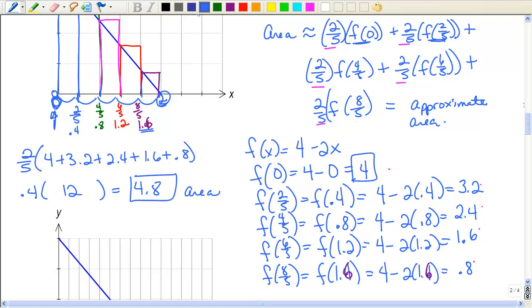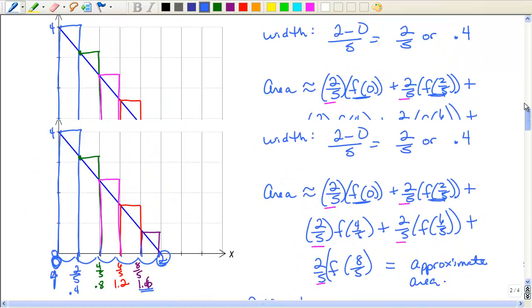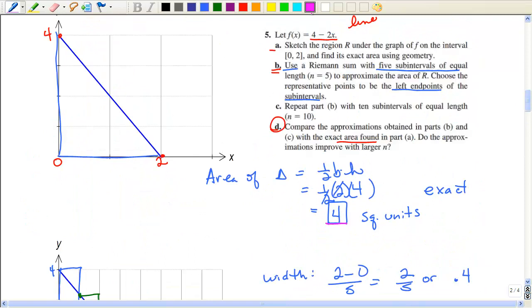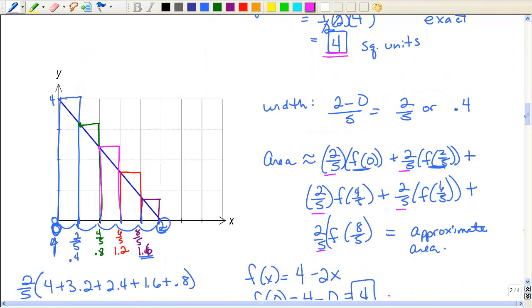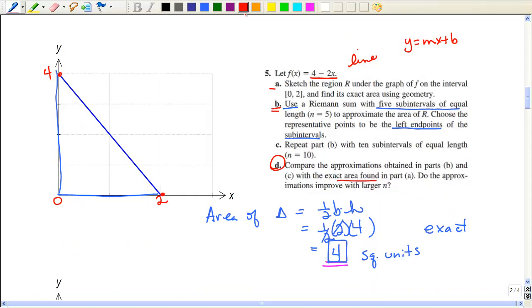Let's compare that to the exact area. Remember, the exact area was 4 square units. And as we look at this picture, because all of our rectangles came above the function line, our approximation should have been larger than 4, and it certainly was. Let's look at part C. It says repeat part B, but with 10 subintervals of equal length.